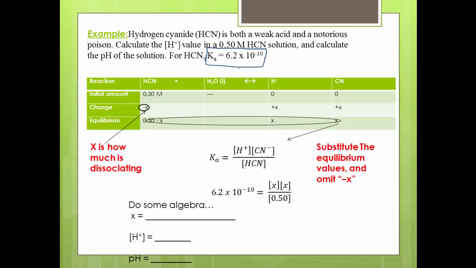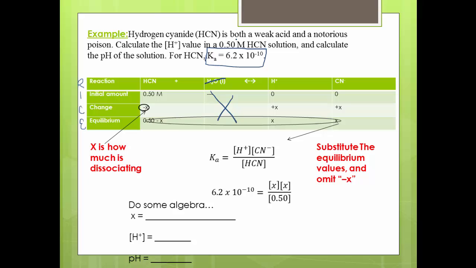So to organize our calculations, we're going to do this thing called a RICE table. So RICE, and this is what they all stand for. So the reaction is just showing the acid ionizing. So it's what we've been practicing. So the HCN gives up its hydrogen. Again, we're going to omit the water. Forget about the water. Doesn't matter. It turns into H plus and CN minus. So initially we had 0.5 molar.